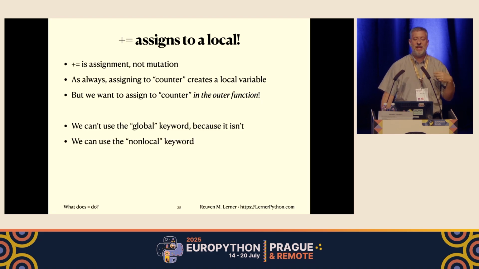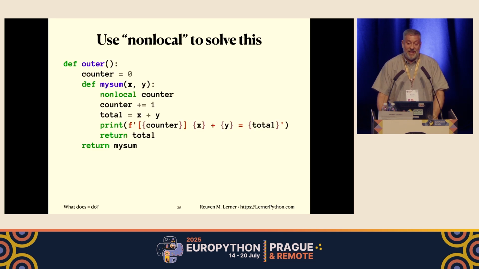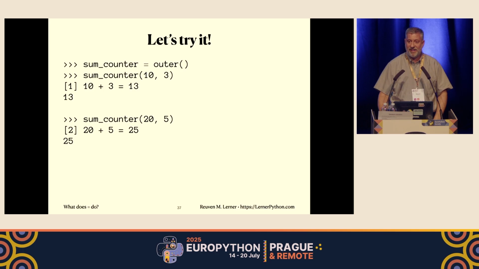I need to use the terribly named nonlocal keyword. And nonlocal means basically what we want to do. I say here nonlocal counter, and now when I invoke that inner function, the local in the outer scope will be incremented. And so I call here sum counter equals outer, I call it once, it shows that, yeah, we're doing this once. I do it again, and it shows me twice, and it works just fine.